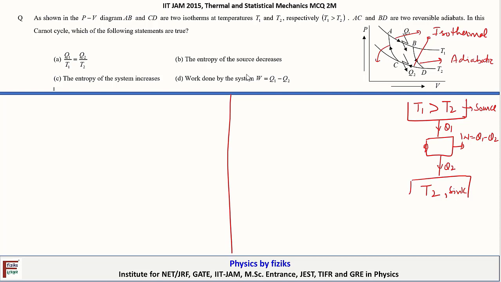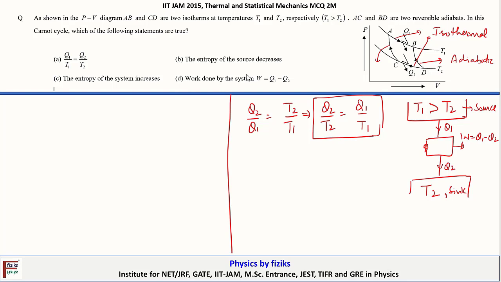Now when we went through this problem, we encountered one relationship that connects Q1, Q2 and T1, T2, and the relationship is Q2 by Q1 equal to T2 by T1, which implies Q2 by T2 is equal to Q1 by T1. That is one of the important results pertaining to the Carnot cycle. Now when this entire cycle occurs, during the first step, the isothermal process A to B, the working substance takes Q1 amount of heat from the source.